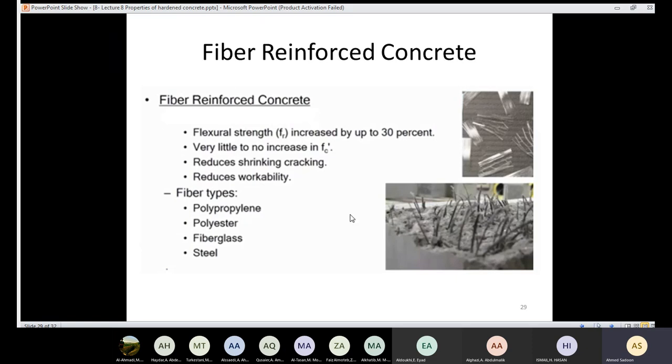And also that is going to help us to reduce the shrinkage cracking. We talk about the plastic shrinkage and drying shrinkage, because with the evaporation of the water, the concrete is going to shrink. And if you are going to use fiber, then that is going to help prevent the shrinkage cracking. The disadvantage of the fibers is that they reduce the workability of the concrete. So it has advantages and disadvantages, using the fiber reinforced concrete.